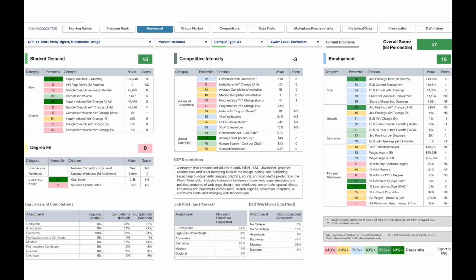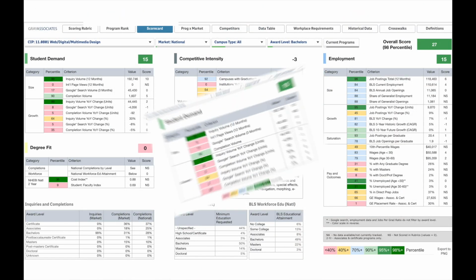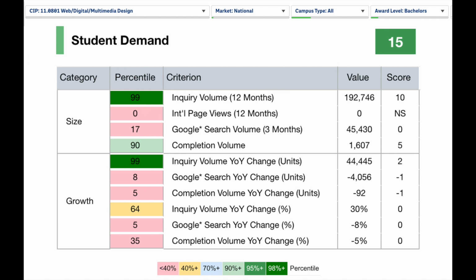Okay, let's dive into the student demand section. Using 4 independent sources: Google search volume, Gray's proprietary database of over 80 million inquiries, international student searches, and IPEDS, the integrated post-secondary education database, you can see both what programs students are currently looking for, as well as what programs students have committed to and completed.